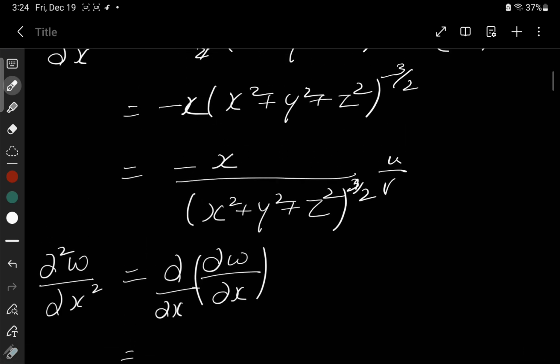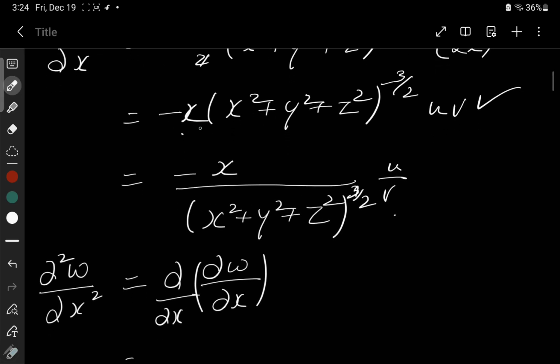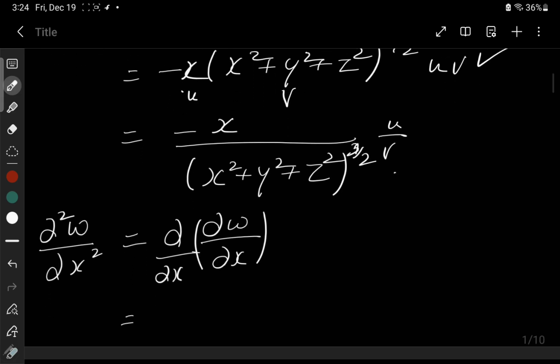Otherwise you can do the u into v method also, because it is the product of two terms, x and x square plus y square plus z square the whole power minus 3 by 2. Any one of the methods you can follow. Let me do this with u into v. That is, take this as u and this as v.